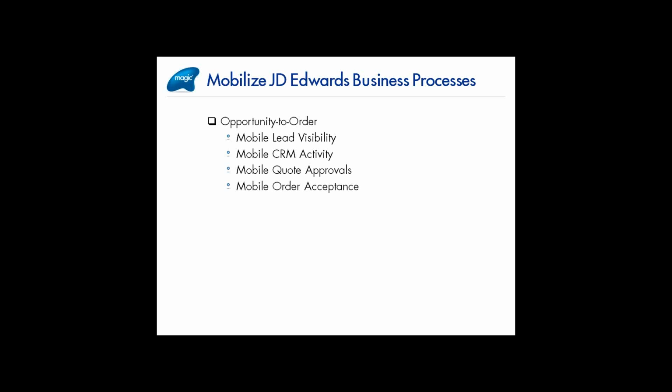So what are some of those four major areas where we might see some other kinds of apps? So opportunity to order, there would be things like lead visibility, the ability for your salespeople to look into leads, maybe something a little more robust, actually have full mobile CRM activity, recording of activities and recording those interactions with customers. Quote approval processes so that the quotes that you're providing to customers are approved by the appropriate people in management. And mobile order acceptance, where you're actually then processing and converting from opportunity to order.